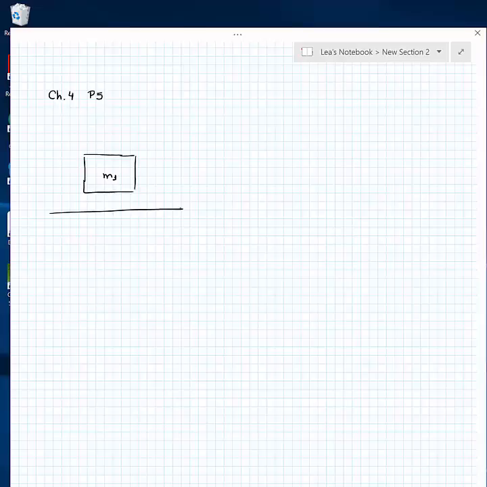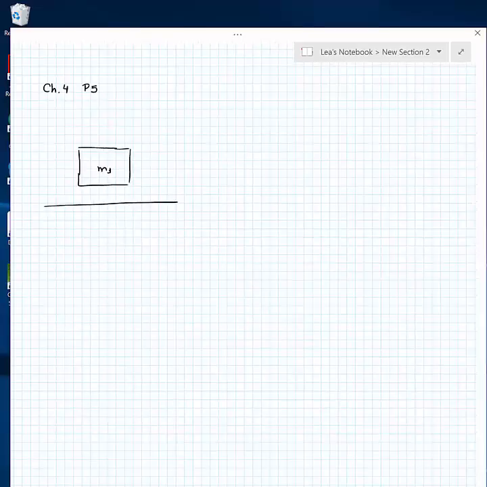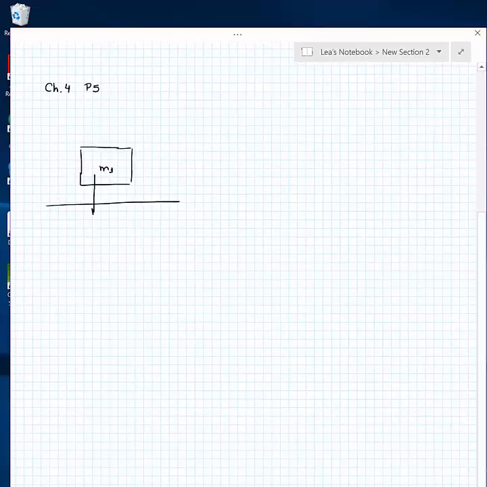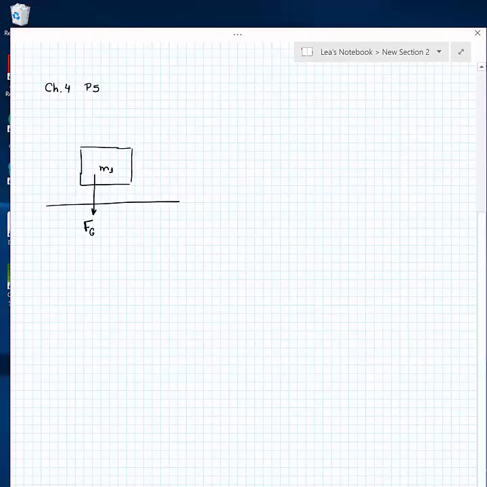Okay, so we are going to draw all the forces that we can think of acting on that box. The first force is the one caused by gravity, the weight. Every object on Earth has this force. I'll call it Fg, the force from gravity, and it's equal to mg, where m in this case is m1, multiplied by g, always pointing down.